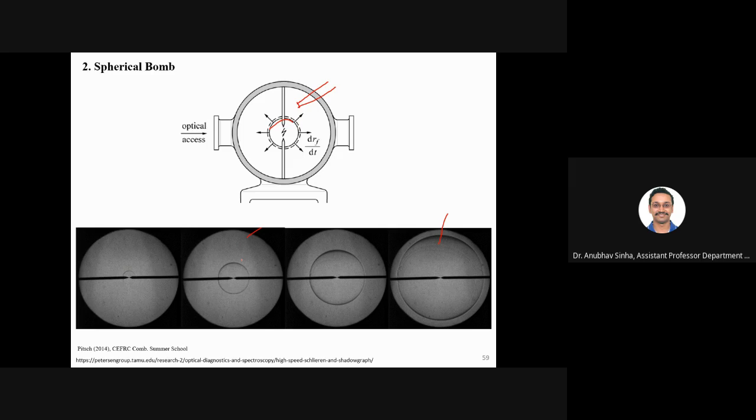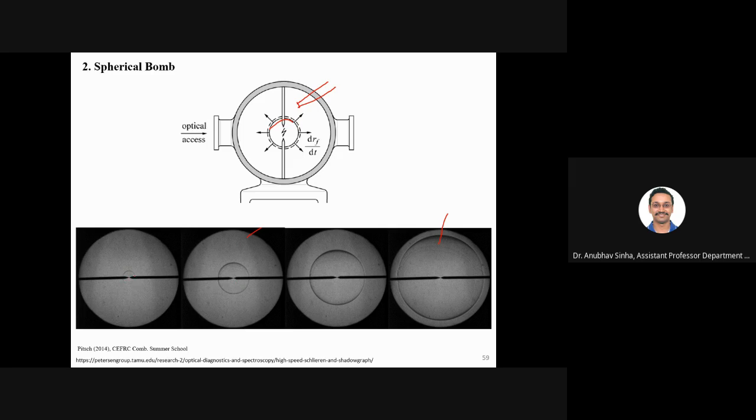Now another problem is if the flame is too small. If the flame is too small, we have curvature effects, we have issues with heat loss from the electrodes and all that. Heat loss will always be there, electrodes will interfere, but if the flame is a little larger, it will not matter much.